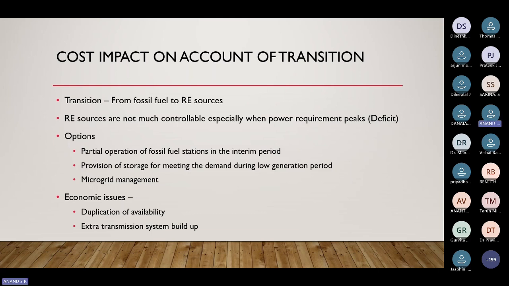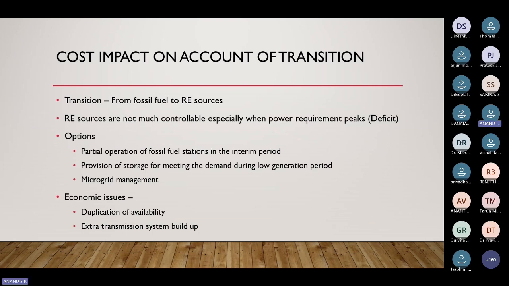And now coming to the cost implication, when we go for solar and wind majorly, we need to have duplication of availability, either as storage or as an unutilized generation source during the solar hours and wind hours. I think it is clear to you.